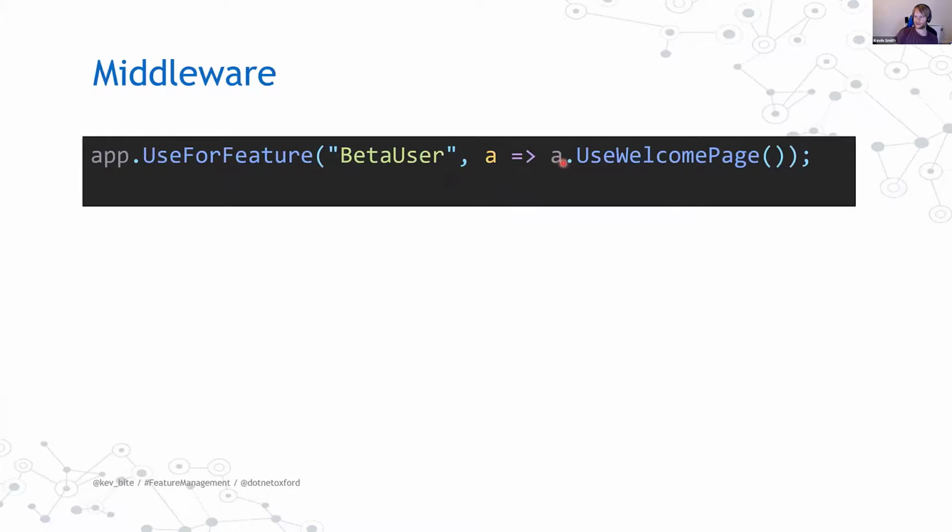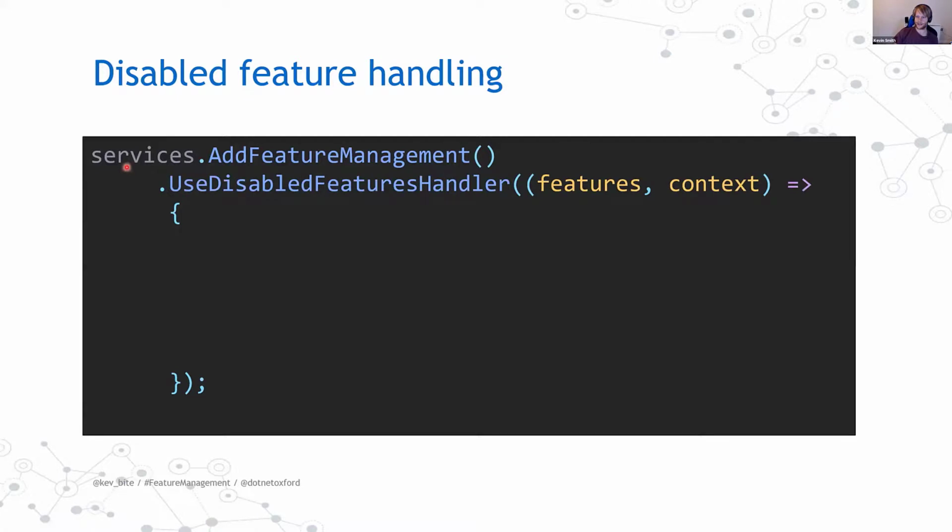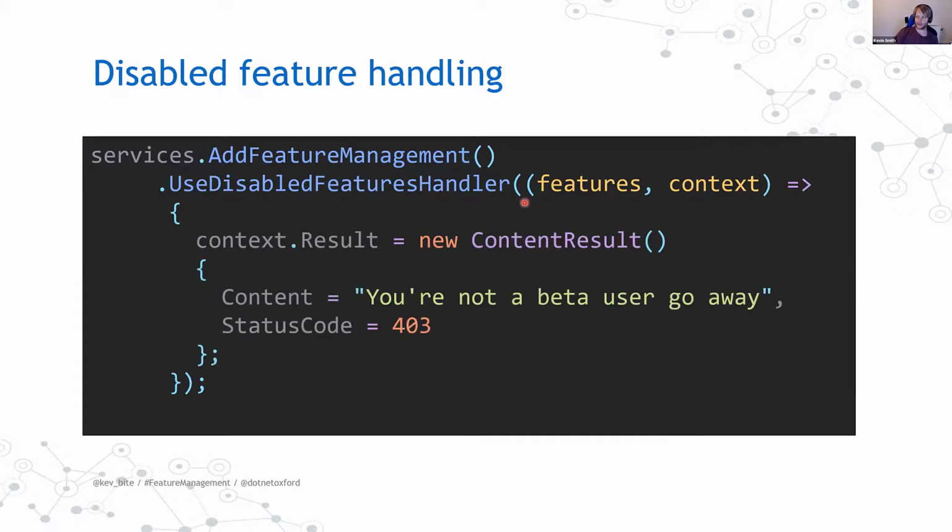Same as middleware as well. So we're saying use the welcome page if they're a beta user. Also, you can take control of what happens when a feature is disabled within ASP.NET Core. When we add it to our container using this AddFeatureManagement, we can also call this method of UseDisabledFeatureHandler. This is where we get a callback of what we want to give back to the user when a feature is disabled. So this will just return a content result where the contents are: you're not a beta user, go away, with a 403.